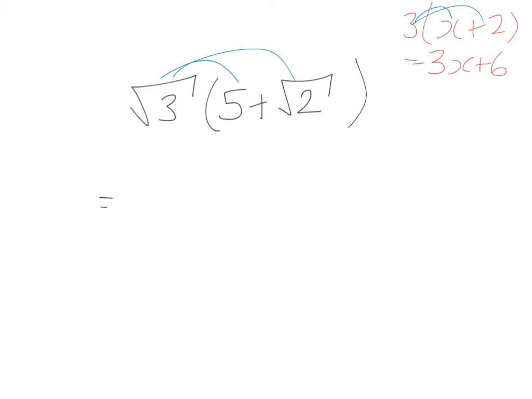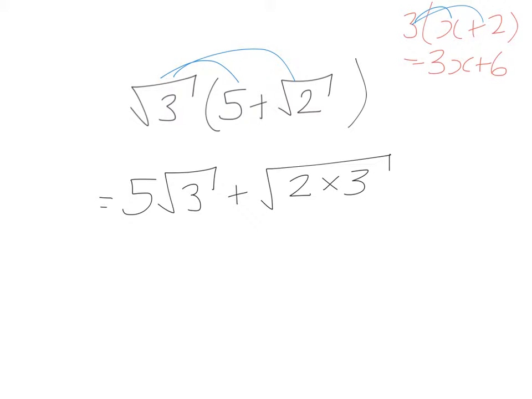So we're going to draw in our eyebrows. Root 3 times 5. So root 3 times 5 means I'm going to have 5 lots of root 3. I'm going to add on root 3 times root 6. Okay, so I'm multiplying two square roots together, which are different, so I can combine them. And that will give me 5 root 3 plus root 6.